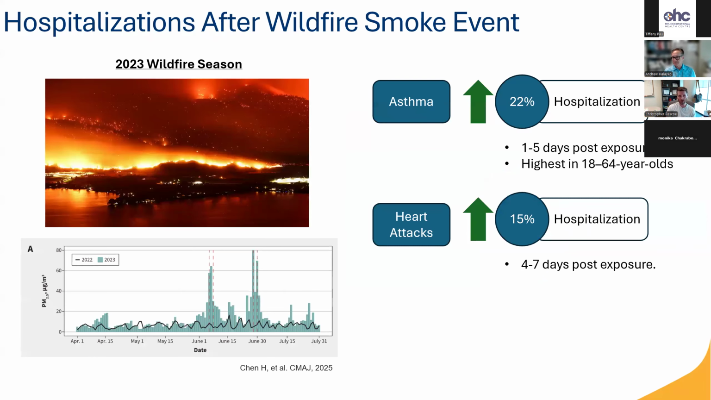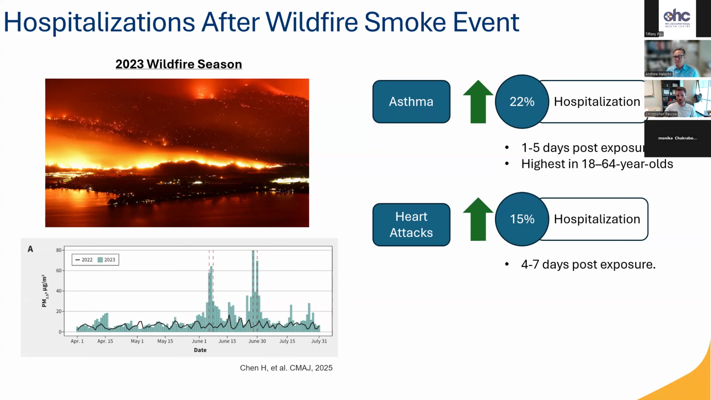So here are some examples of hospitalizations, specifically after a wildfire event. This was the 2023 wildfire season. This was in, I believe, Northern Ontario, you can see here. In this study, they tracked particulate matter over time, and you can see there were two instances in Toronto where there were really high levels of particulate matter on a given day, and they were able to look back at the number of hospitalizations that occurred on those days and preceding those days. They found that if you had asthma and you were exposed to these high levels of air pollution and particulate matter, you had a 22% increased risk of being hospitalized.